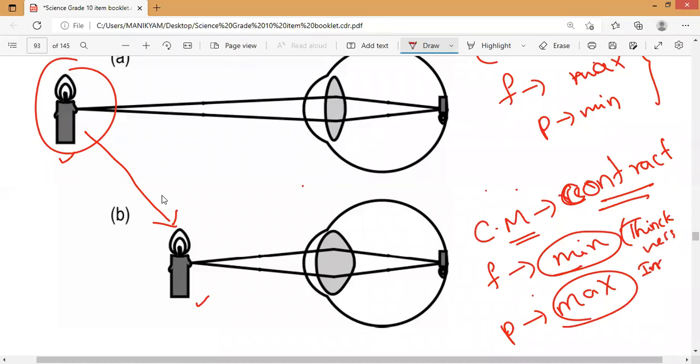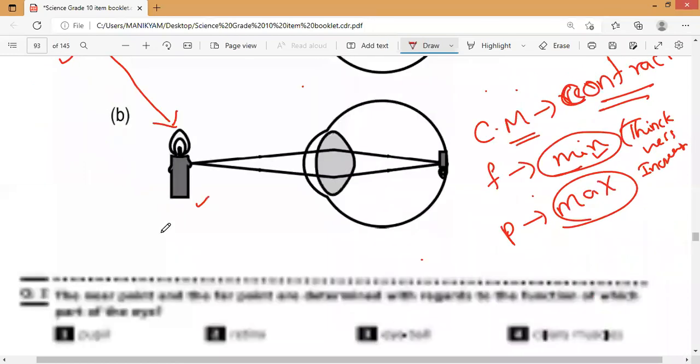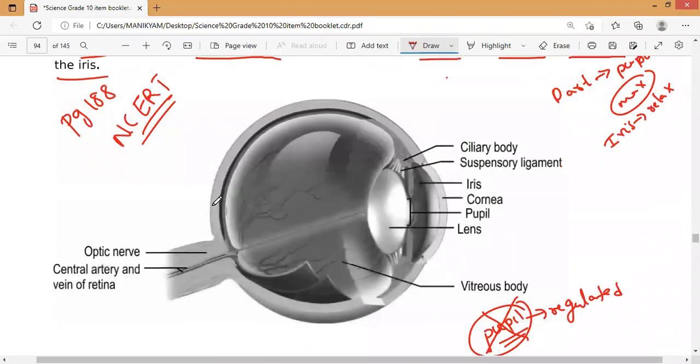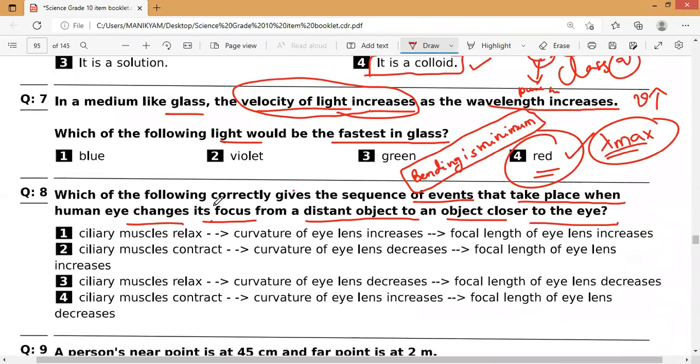Increasing. Yes. Increases. Then only the focal length decreases. So that is the sequence of the order. Check the sequence of the order and tell me which option is correct. Option 4.